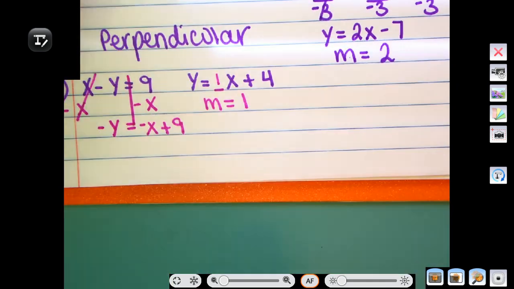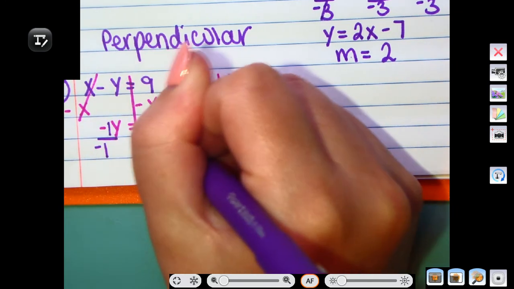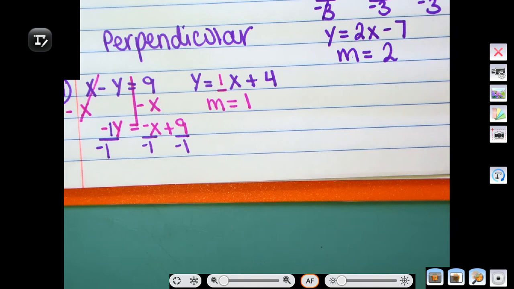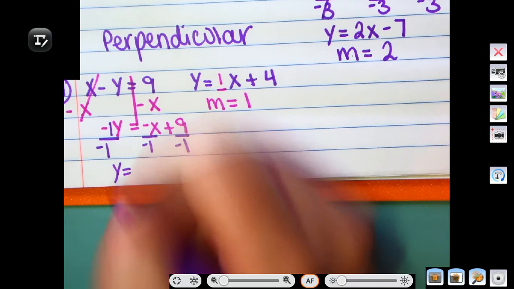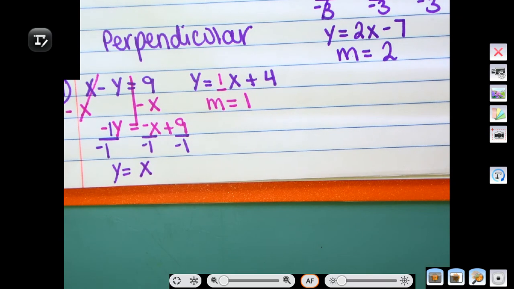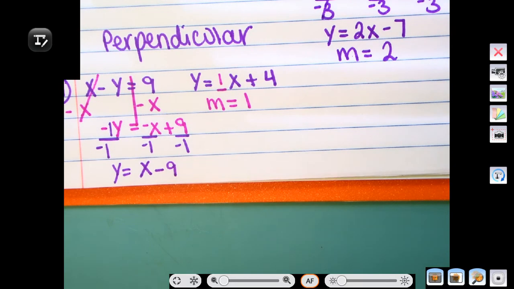plus 9. Okay, so it feels like we're almost done, but if you look, there's a negative sign in front of y, and that actually has to go away. Y is not alone yet. We need to get rid of it. So that's really a negative 1. Okay, so I'm going to divide everything by negative 1, which really means I'm just changing the sign of everything. So that's going to become y equals positive 1x. And we don't need to write the 1, we just write x. 9 divided by negative 1 is minus 9.